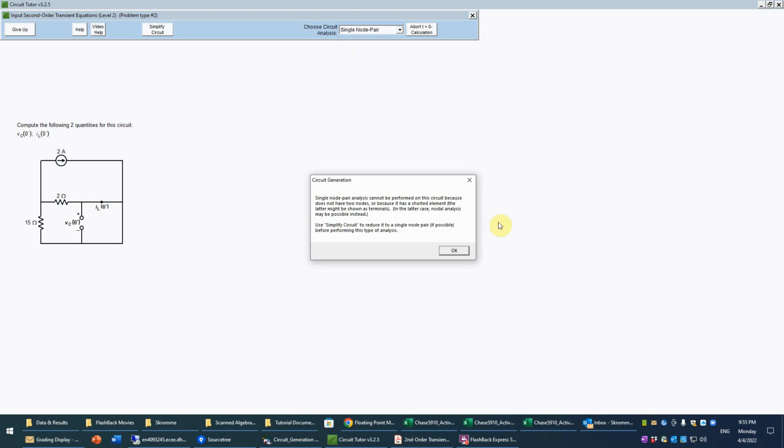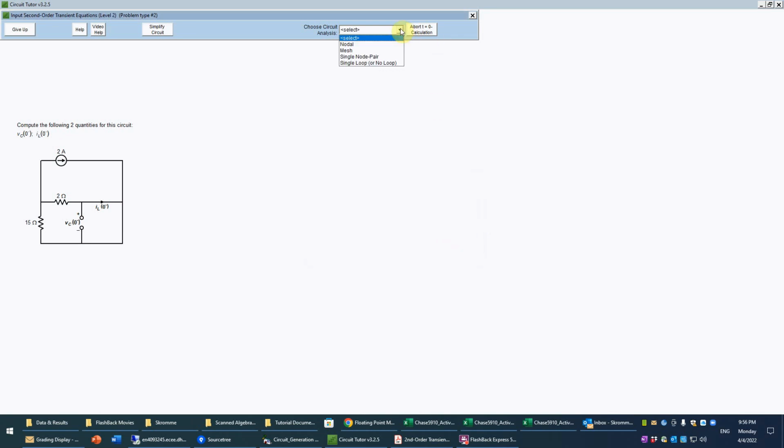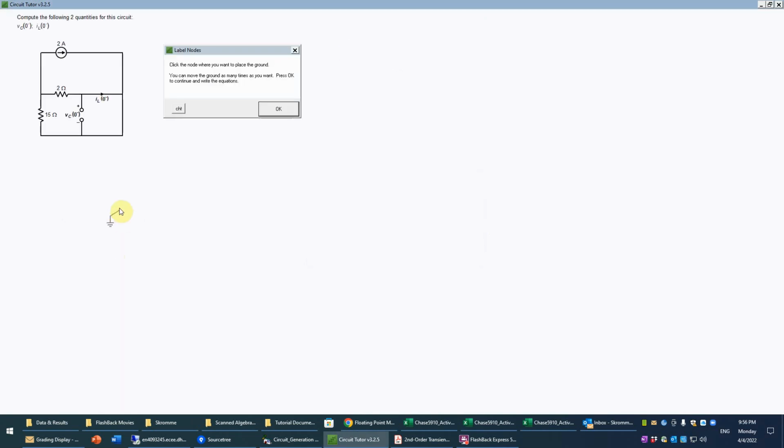Okay, so it's not going to allow me to do this because the capacitor basically is shorted, and the program can't handle that situation. So what we can do, we could do nodal analysis, and that's what we'll basically have to do instead. So this is just a technical issue with the program. So I'm going to just take this great big node and make that our ground.